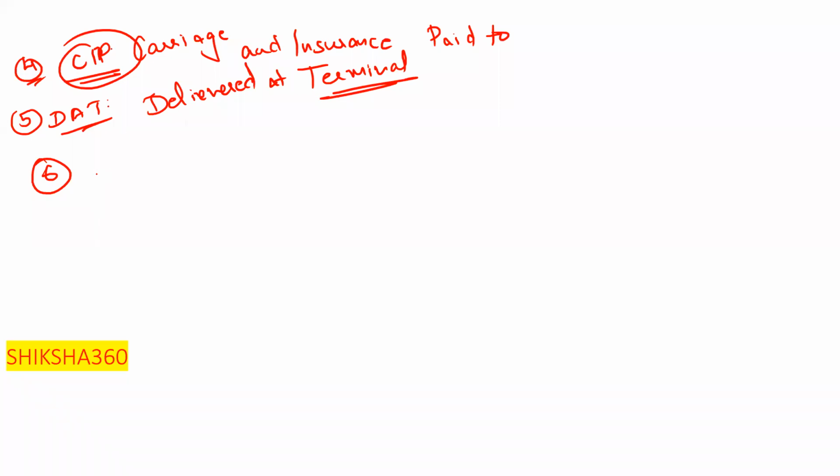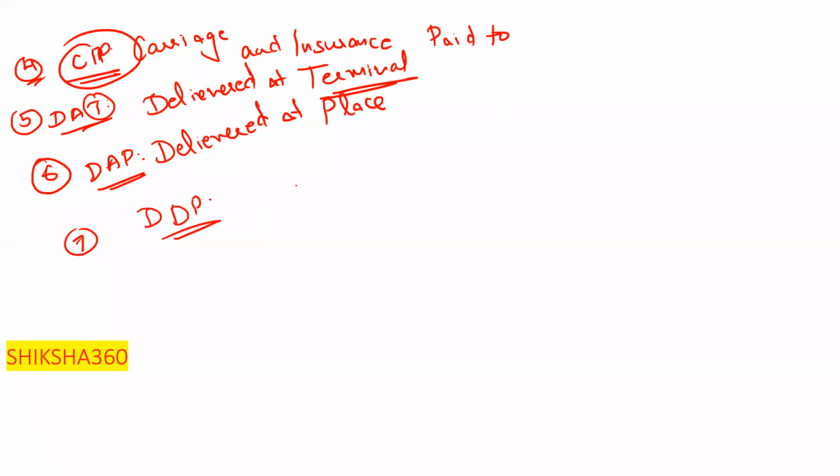The next one is DAP. T is for terminal, P is for place. DAT stands for Delivered at Terminal. DAP stands for Delivered at Place. The next one is DDP. DDP stands for Delivered Duty Paid.